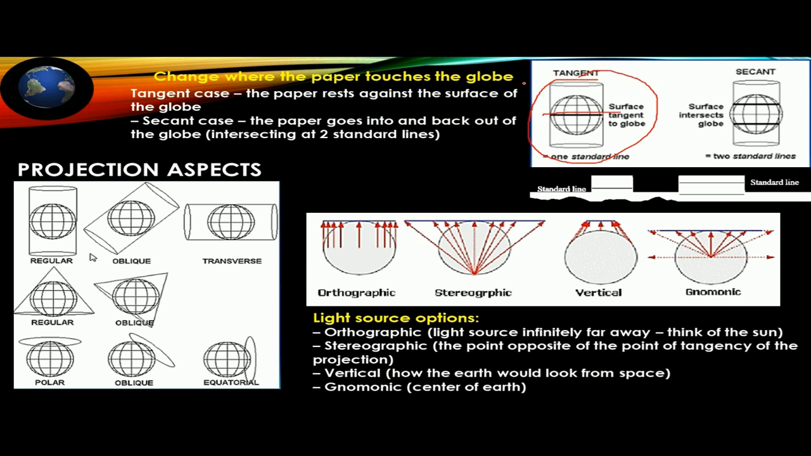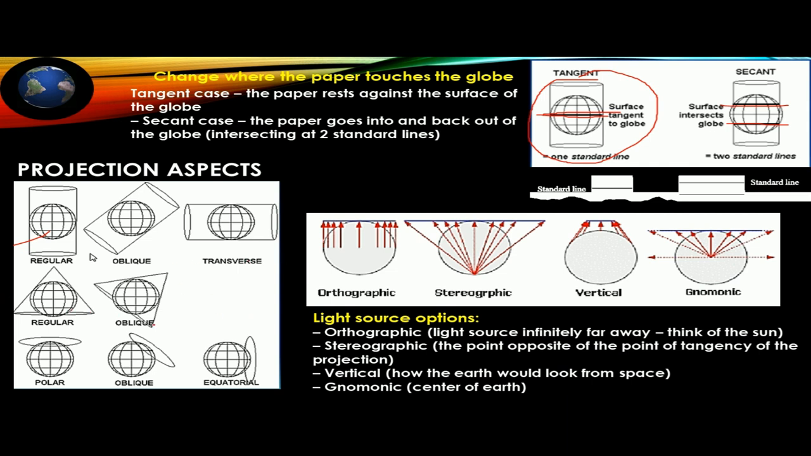So it will preserve equal features on the equatorial region. And similarly, when you consider the paper rolled and inserted into the globe, it catches two more intersects. We assume it like this, so we'll get two true features, exact locations. So like that, we have regular projection aspects of the cylindrical projection: regular, oblique and transverse.